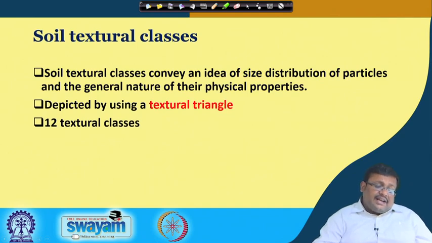Now, soil textural classes. So, soil textural classes convey an idea of size distribution of particles and the general nature of their physical properties. So, based on the textural variation of the soil, we have divided the soil into 12 textural classes, and these 12 textural classes are depicted by using a textural triangle. So, let us see what is a textural triangle.